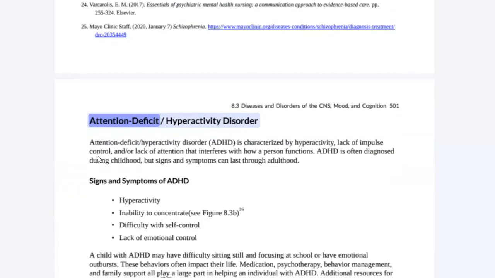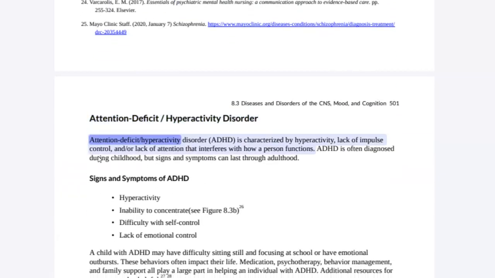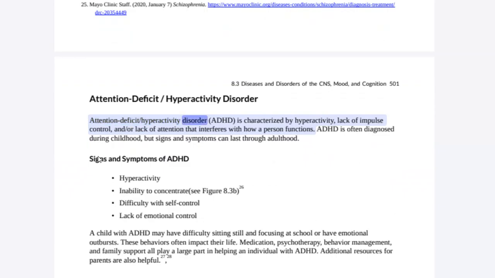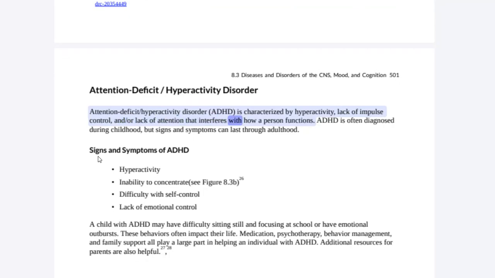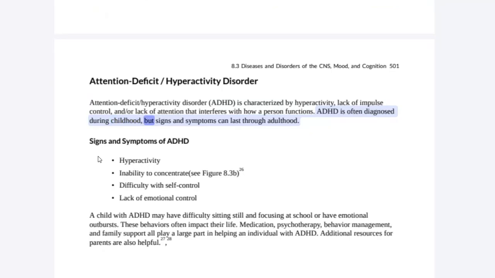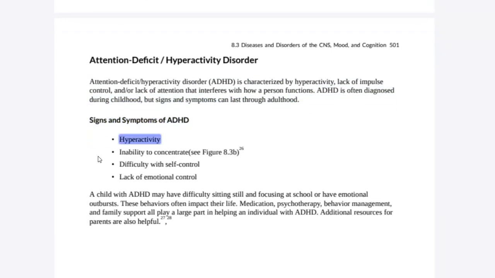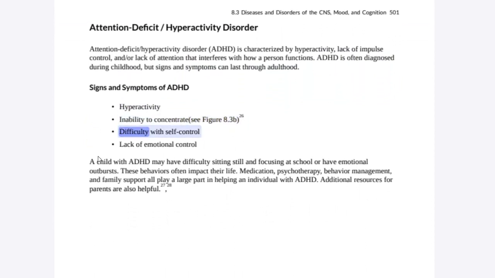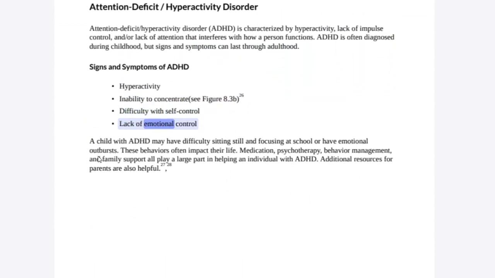Attention Deficit Hyperactivity Disorder. Attention Deficit Hyperactivity Disorder is characterized by hyperactivity, lack of impulse control, and/or lack of attention that interferes with how a person functions. ADHD is often diagnosed during childhood, but signs and symptoms can last through adulthood. Signs and symptoms of ADHD: hyperactivity, inability to concentrate, difficulty with self-control, lack of emotional control.